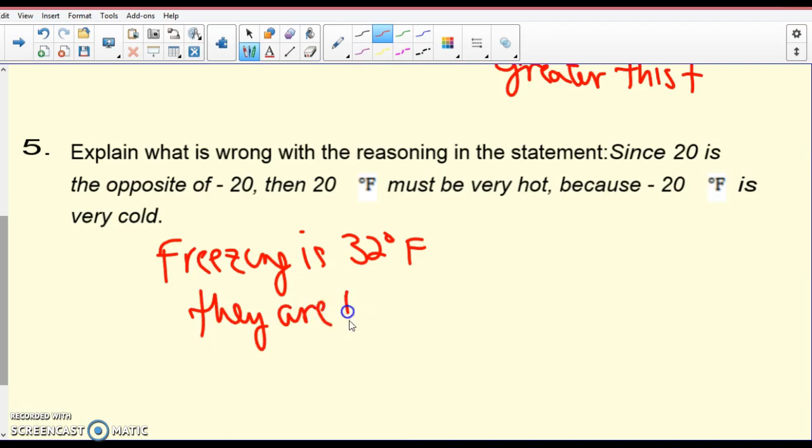They are both cold. Very cold. But they are opposites. But just because they're opposites on the number line doesn't mean that they're opposites in the scenario.